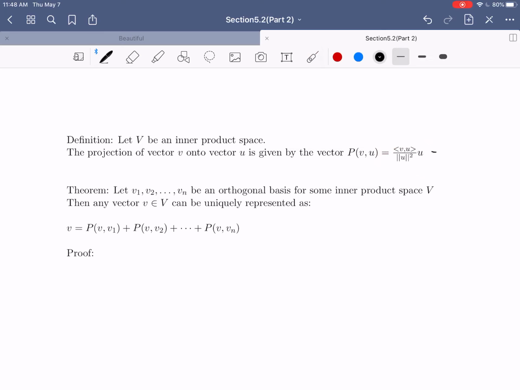Now, as one side note, this is the notation that your book uses, but do be aware that this is exactly the same as the inner product of V and U over the inner product of U with U, because what's the definition of the norm here? The norm is the square root of the inner product with itself. So the norm squared is just the inner product with itself, and then times U. Do keep in mind also this part here, this inner product over another inner product. This is just a number. It's a scalar. And then it's times the vector you're projecting onto. So the projection is a vector, but this component here is just a scalar.